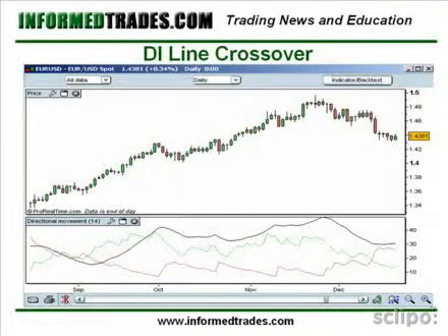This is definitely one, like the other crossover strategies that we've looked at, that you're definitely going to want to have some other confirmations on. But here was a situation where it would have worked out well to buy there on the crossover and sell there, and there's a nice run up in between those two points.